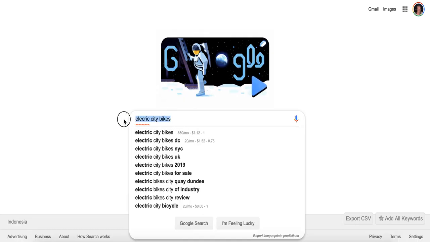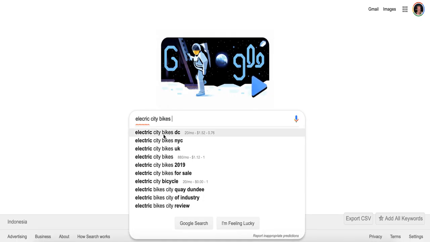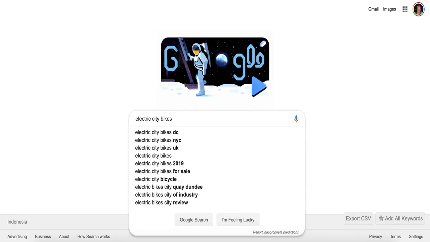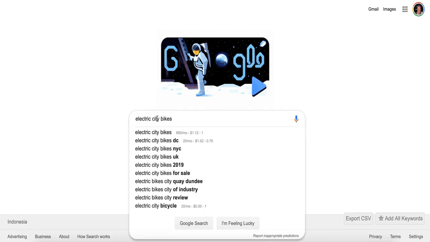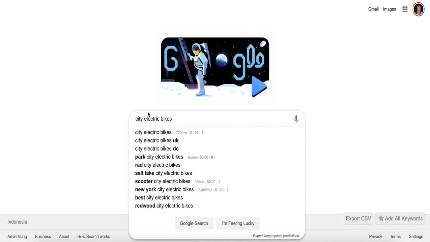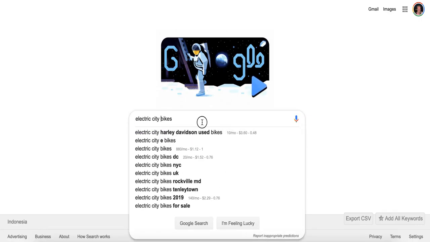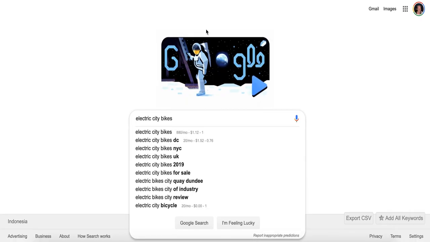$8.80 a month. Okay, it looks like it fixed it for us, which is great to see. So $8.80 a month. Now let's switch it up: electric city bikes, or city electric bikes, $7.20 a month. So now we know they're similar keywords, but electric city bikes gets more search volume.